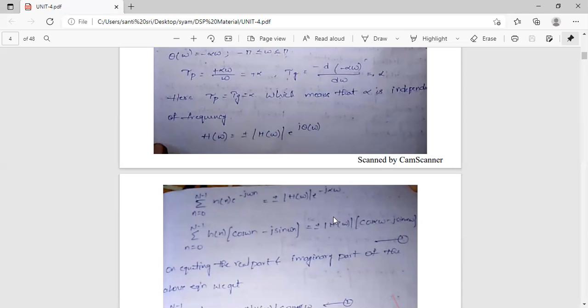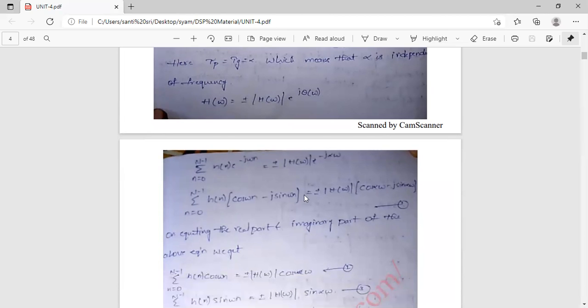Then the summation over n from 0 to N minus 1 of h(n) e^(-j omega n) can be written as cos(omega n) minus j sin(omega n), which is equal to plus or minus mod H(omega) times e^(-j alpha omega), that is cos(alpha omega) minus j sin(alpha omega). Equating the real part and imaginary part of the above equation, we get equation number 1.